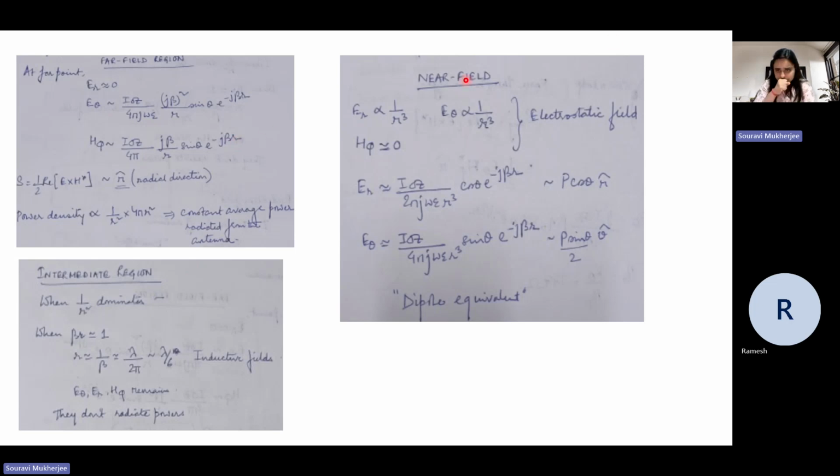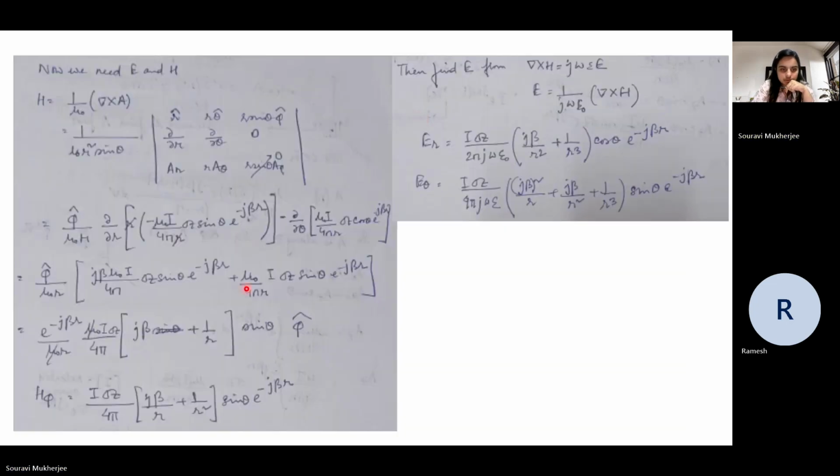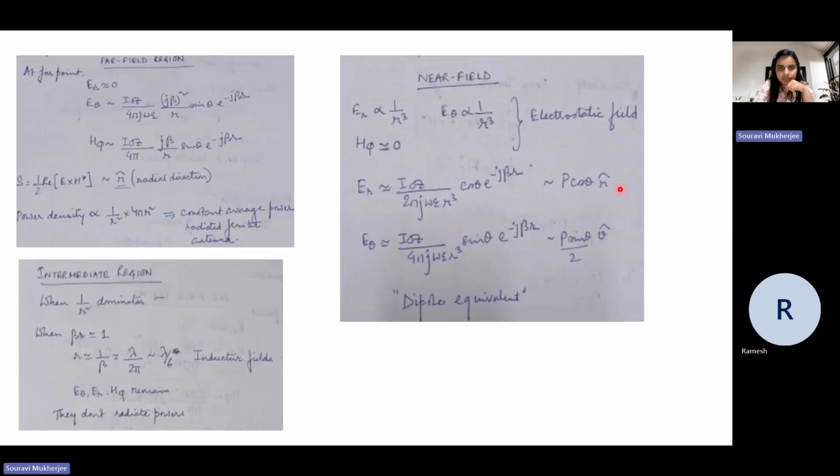Now you can also be in the near field regime. There, the r cube term will be dominant. So here you have a 1 by r cube term: Er is proportional to 1 by r cube, E theta is proportional to 1 by r cube, while the magnetic field would almost be negligible. That means in the near field regime, it's almost like an electrostatic field, where the electric field is playing a major role.